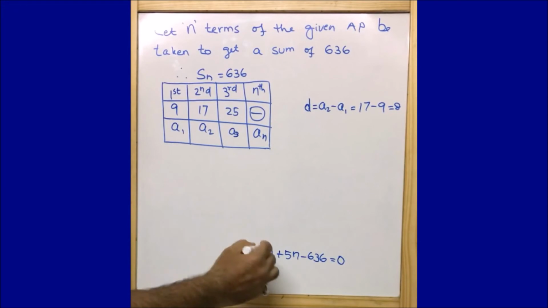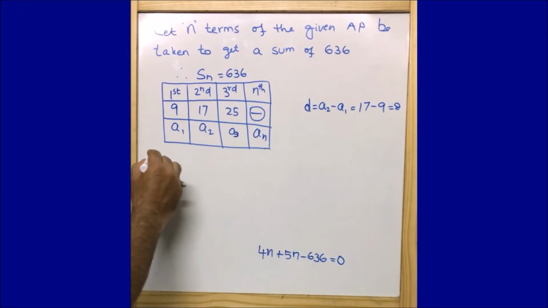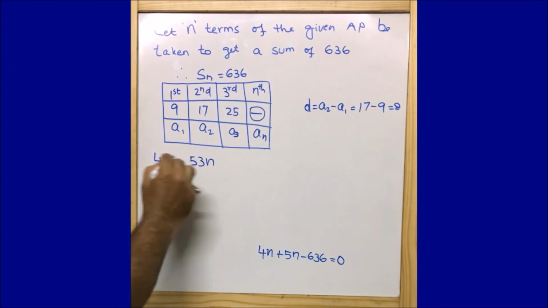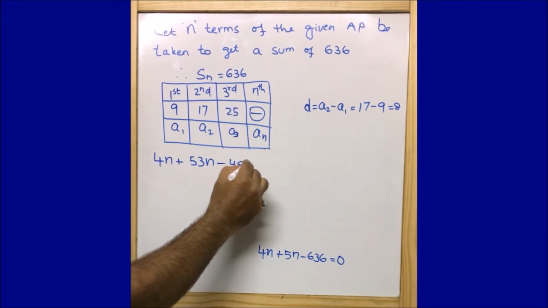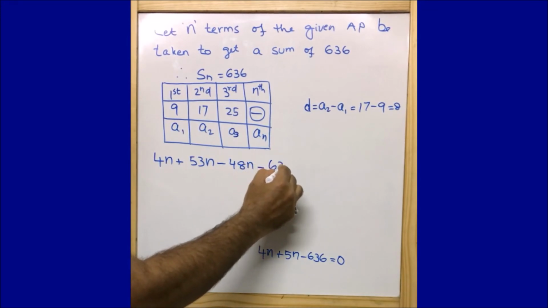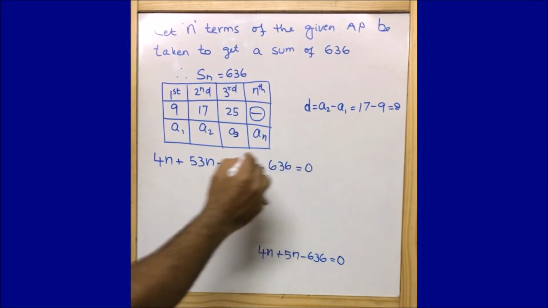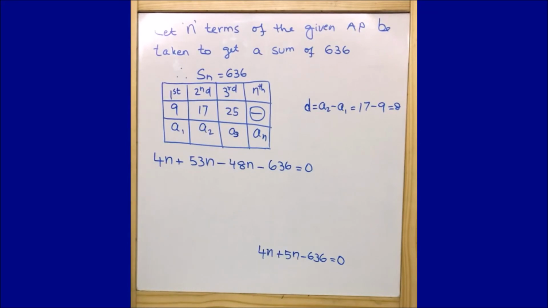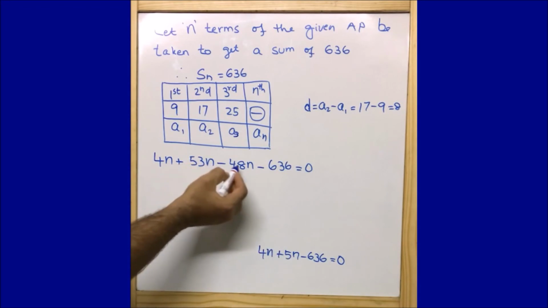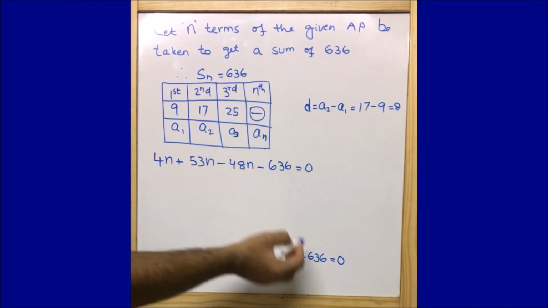So we write 4n square plus 5n minus 636 as 4n square plus 53n minus 48n minus 636 is equal to 0. I believe you know how to solve this quadratic equation, or if you do not, please write to me in the comment section and I will get back to you with the idea of how to solve quadratic equations. So 53n minus 48n is 5n, minus 636.